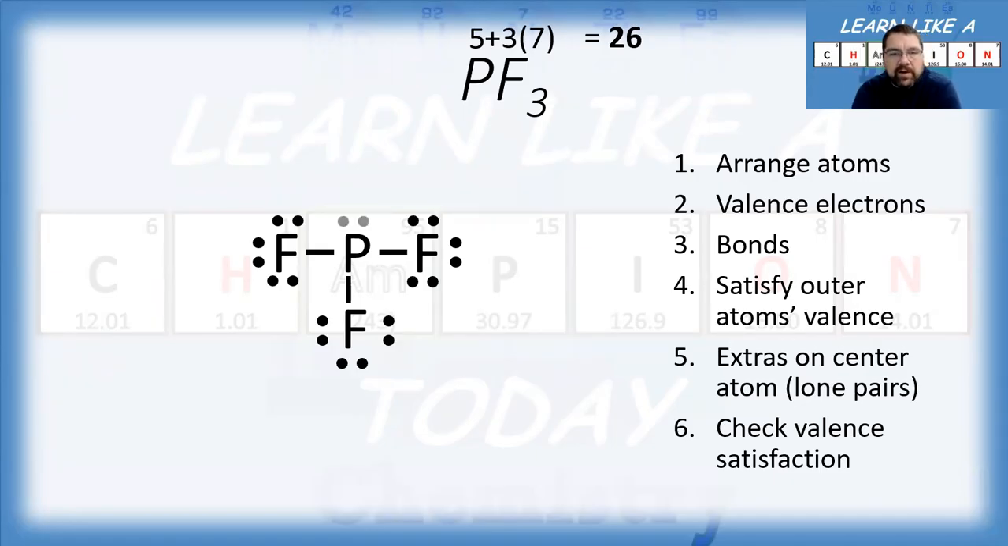So those leftover electrons are going to go on the central atom of the phosphorus as a lone pair. And if we check the valence satisfaction, all the fluorines have 8, and our central atom, phosphorus, also has 8. So that looks pretty good.